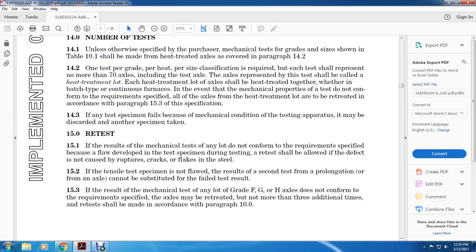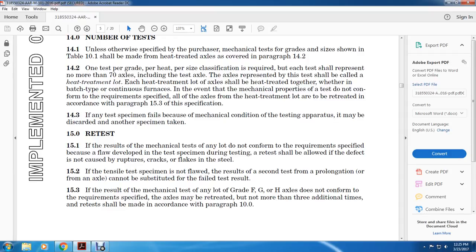15.0 Retest. If the result of the mechanical test of any lot does not conform with the requirements specified because of a flaw developed in the test specimen during the test, a retest shall be allowed, provided the defect was not caused by rupture, cracks, or flakes in the steel. The test specimen is now flawed. The results of the second test specimen from propagation or from an axle cannot be substituted for the failed test result.